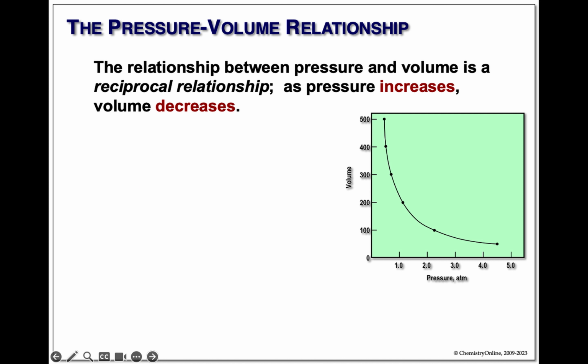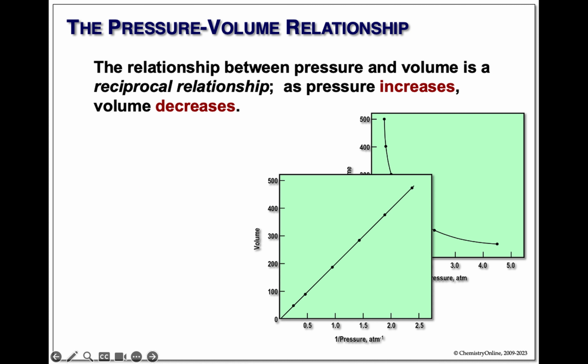And the real issue with this curve is that it's nonlinear. People don't like things that are nonlinear. It's very difficult to do predictions. Well, mathematicians tell us that if we have a hyperbola, we can linearize that by doing what's called a reciprocal plot. So if we plot volume here versus 1 over pressure, we get this nice straight line. That's much more comfortable. Easy to predict based on the straight line.